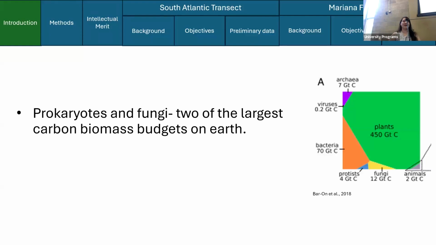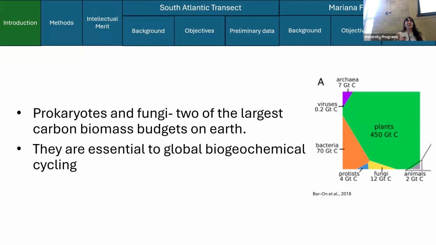So prokaryotes and fungi represent two of the largest carbon biomass budgets on the planet, with 77 and 12 gigatons of carbon, respectively, which makes them essential for global biogeochemical cycling. And while they are very important to global biogeochemical cycling, there's not much that is known about them in the deep subsurface marine environments. And when we talk about deep subsurface, we're talking below the entire water column into the seafloor.